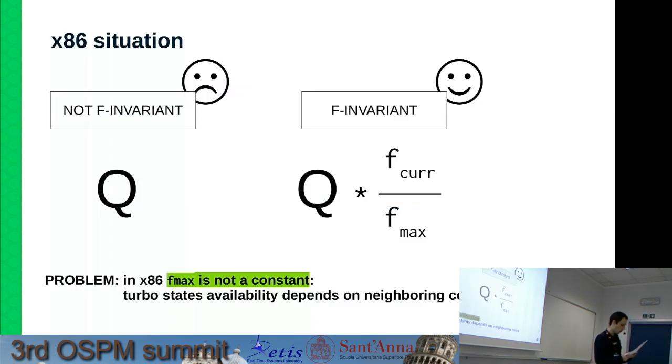If we have some quantity Q, such as PELT contribution or time, and we want to make it frequency scale invariant, we multiply it by the ratio of current frequency to max frequency. On x86, this isn't trivial because we don't know the max frequency that can be achieved at a given point in time. The availability of turbo states depends on how much power the socket is consuming. If neighboring cores are quiet, we may have access to a turbo state. If they are busy, we may not.